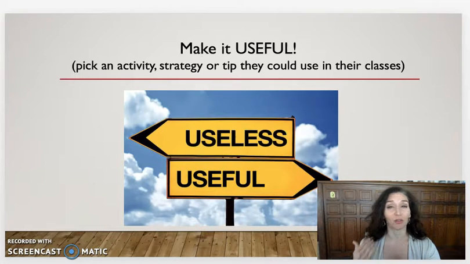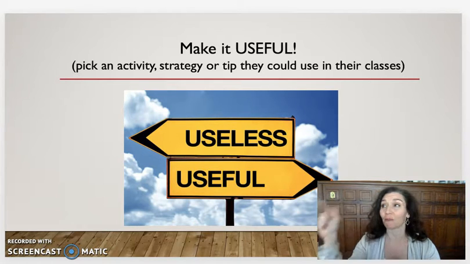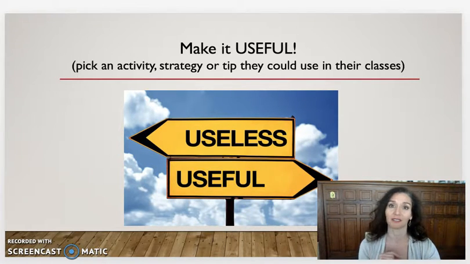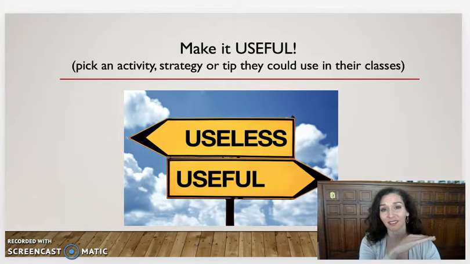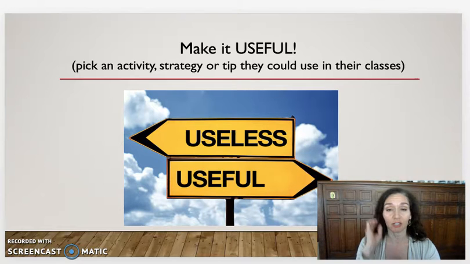Also, you want to make this useful for folks. They're giving up some of their time and they want to be able to come away with something. So pick an activity, a strategy, or a tip that they could take and use tomorrow in their classroom after coming to this session with you. Make it useful and practical. Also, make it generalizable, something that you can do across the boards that's not discipline specific. Okay, so again, just make it useful for those faculty that they could take and use this in their class.